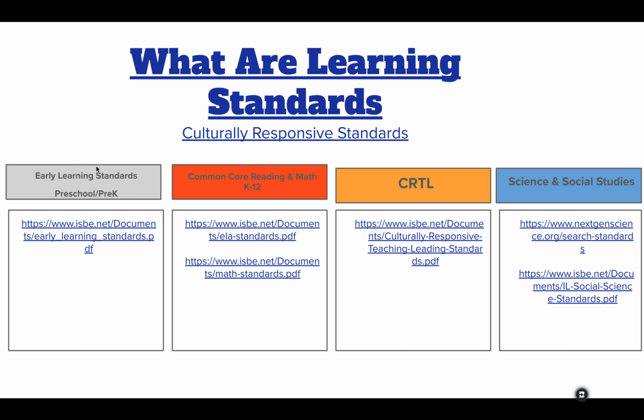So here are the different learning standards we have in the state of Illinois. We have the Illinois Early Learning Standards, which are used for preschool and pre-K. We have Common Core Reading and Math. We have the Culturally Responsive Teaching and Leading Standards. And then we have the Social Studies and Science Standards. The science standards are the Next Generation Science Standards, and the social studies standards are through the state of Illinois.